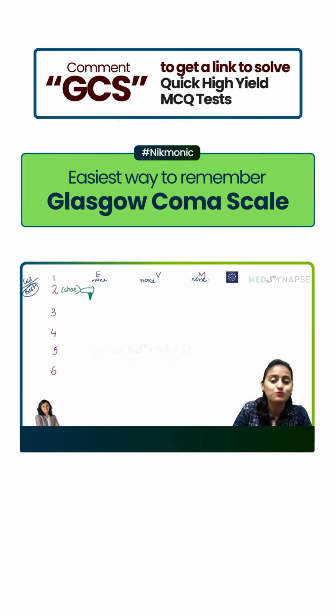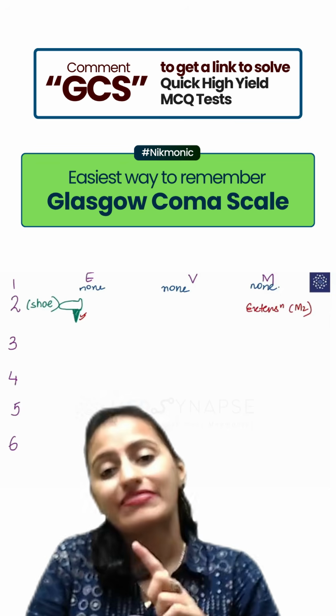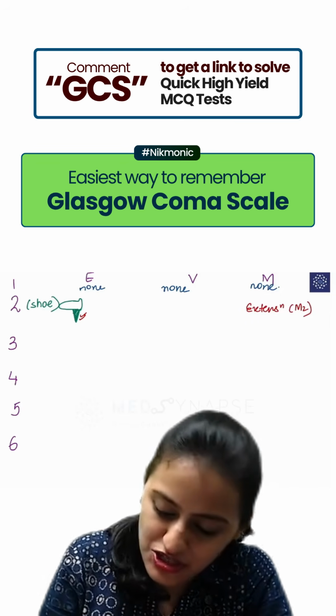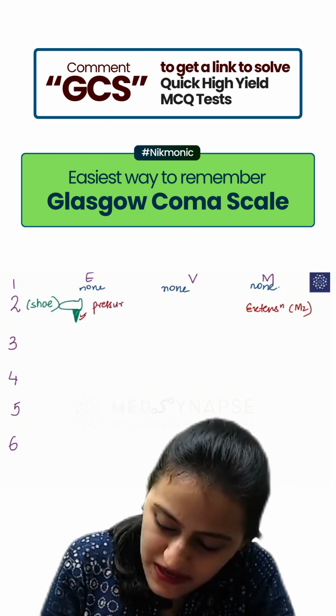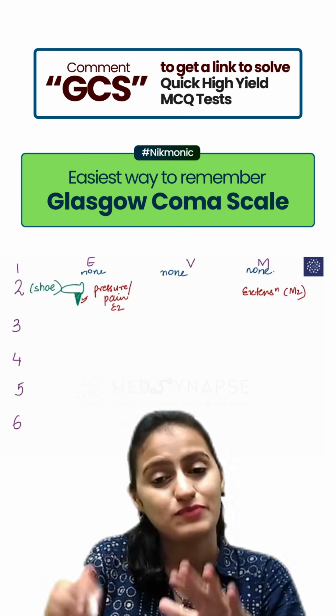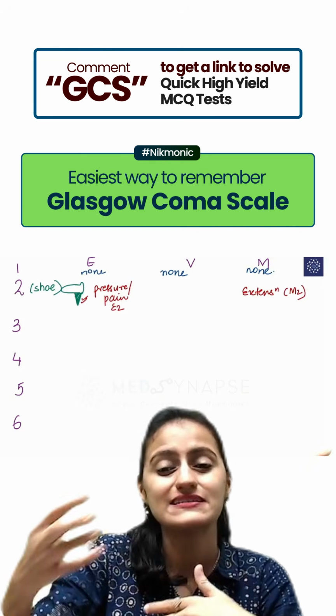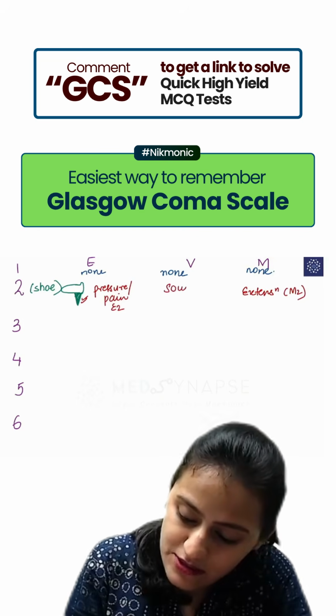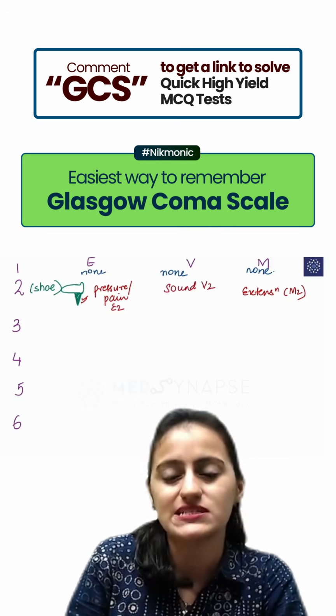So remember that. What does that mean? The heel is the extension. So the extension is the motor response. Extension is M2. Then she's walking with pressure, so eye opening to pressure or pain is E2. Then when she's walking with pressure, the heels are creating sound. So this is V2. Just sound is V2.